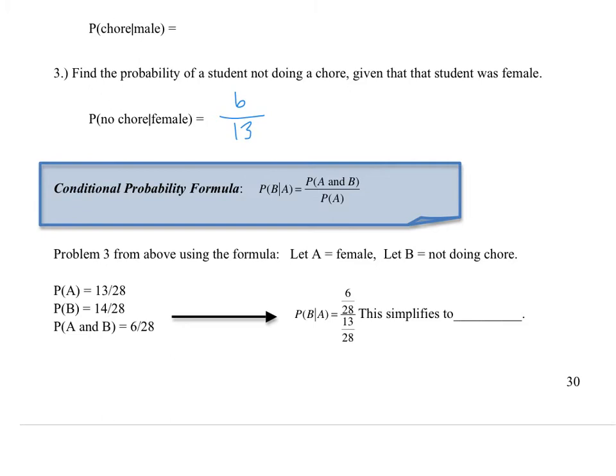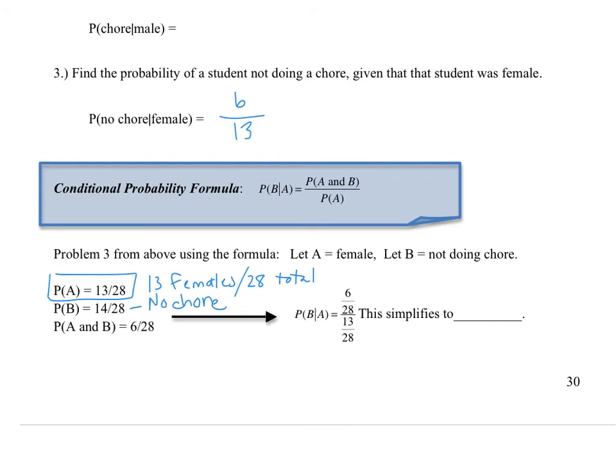So we can redo problem 3 using that formula. Event A is that the student is female. Event B is that they do not do a chore. So the probability of event A is 13 out of 28. There's 13 females out of 28 total students. The probability of B, not doing a chore, so if you look at the chart, 14 total students did not do a chore out of the total 28 that were polled.